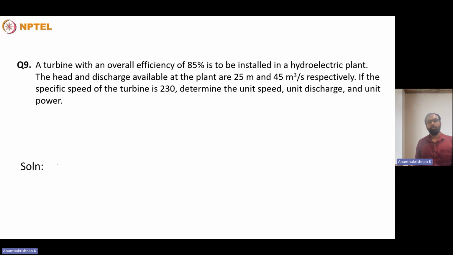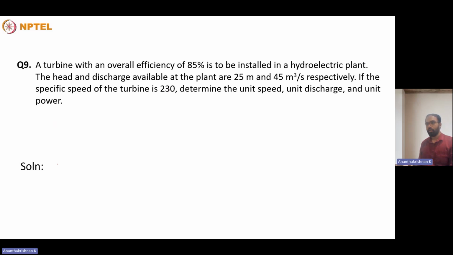A turbine with an overall efficiency of 85% is to be installed in a hydroelectric plant. The head and discharge available at the plant are 25 meters and 45 meter cube per second respectively. If the specific speed of the turbine is 230, determine the unit speed, unit discharge, and unit power.